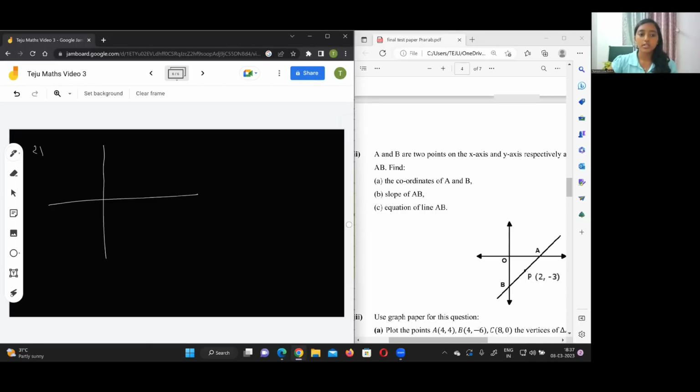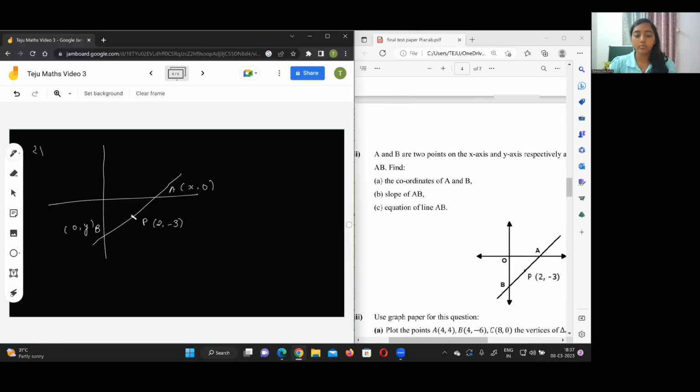The diagram is already given to you, but even if it was not, it was written that A and B are 2 points on the x-axis. This is the x-axis, so this is A, and this is the y-axis, so this is B. So what will this be? This will be x, 0, and this would be 0, y, right? And the midpoint is somewhere here, which is P, which is 2, minus 3.